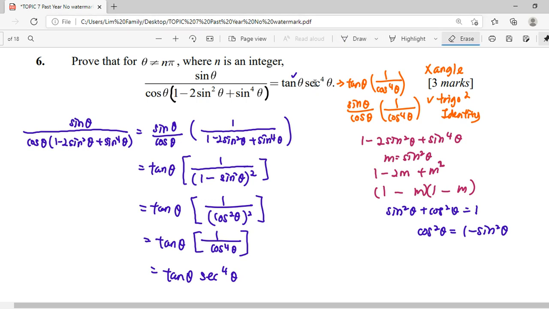So we managed to prove it. So proven. Therefore, what is important here? The important part is here. Do you know how to factorize your quadratic trigonometry? Then apply the identity formula and get to the answer of this.